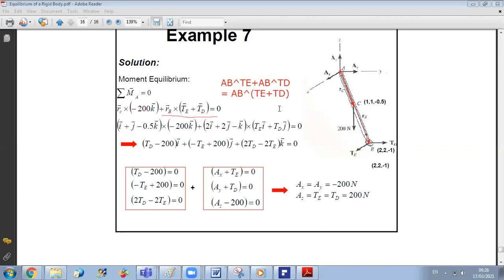Okay. So this is the chapter of rigid body equilibrium. We are done with the chapter. I will open a new session to start review problems together on this chapter.